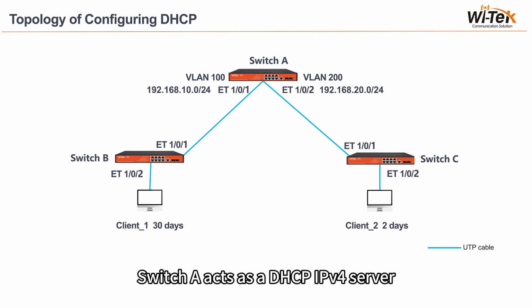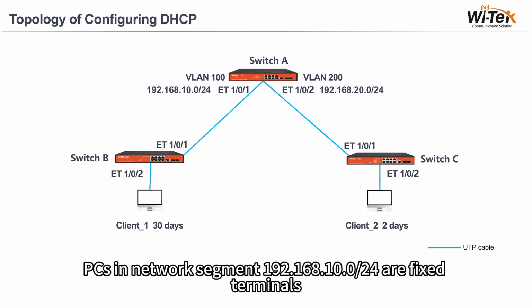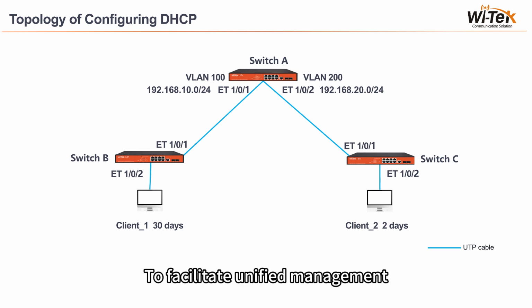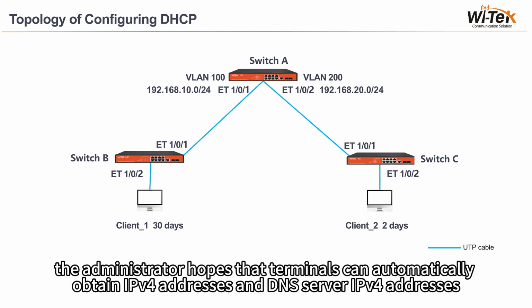Switch A acts as a DHCP IPv4 server. PCs in network segment 192.168.10.0/24 are fixed terminals, and network segment 192.168.20.0/24 is used for temporary access by terminals. To facilitate unified management, the administrator hopes that terminals can automatically obtain IPv4 addresses and DNS server IPv4 addresses.